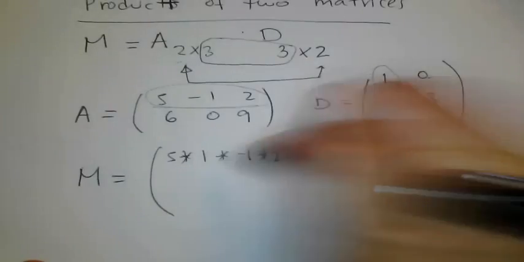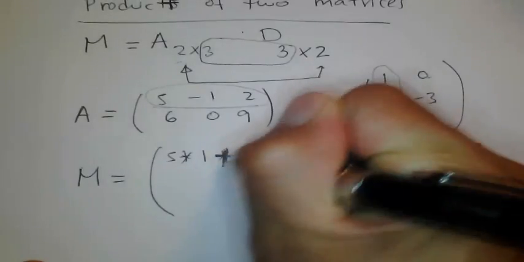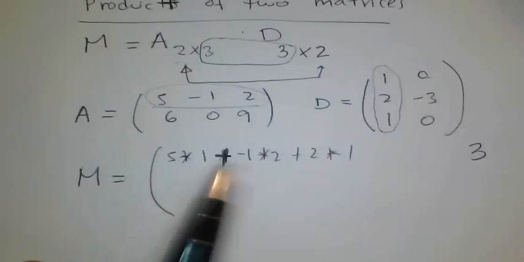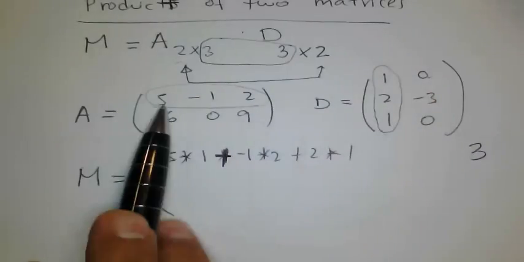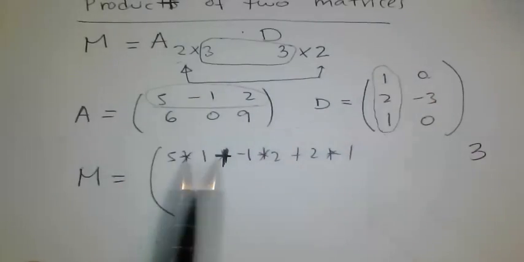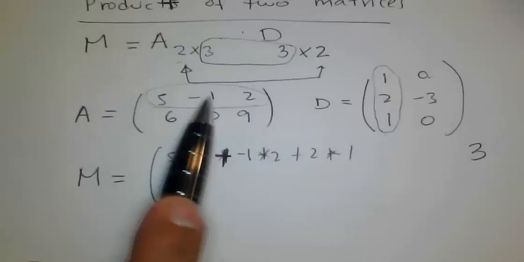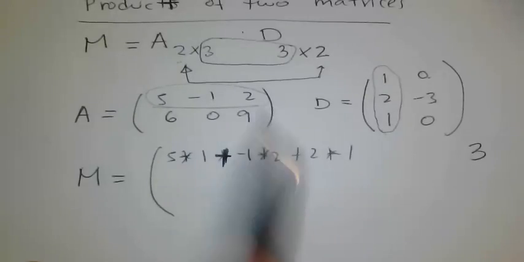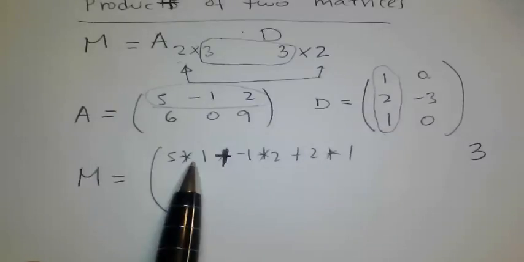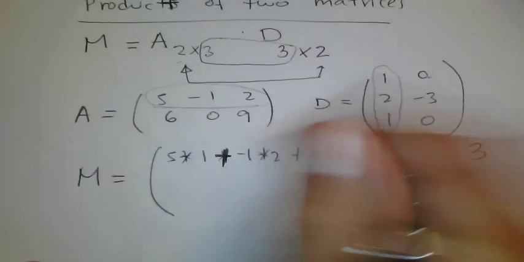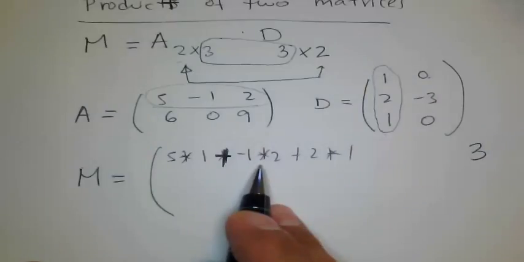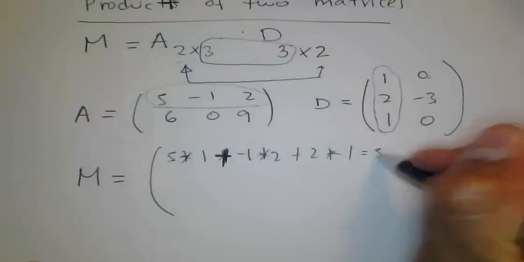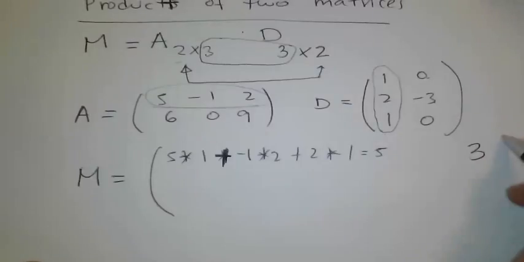Oops, here should be a plus. Let me repeat the first one. So it's 5 times 1, plus negative 1 times 2, then plus 2 times 1. Okay, so this is 5, negative 2 plus 3 and 2. So this answers to 5.